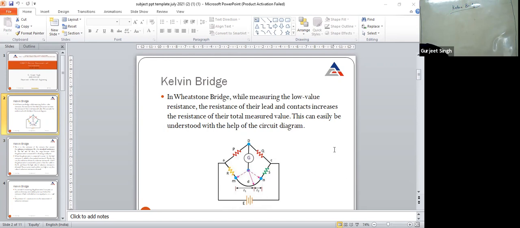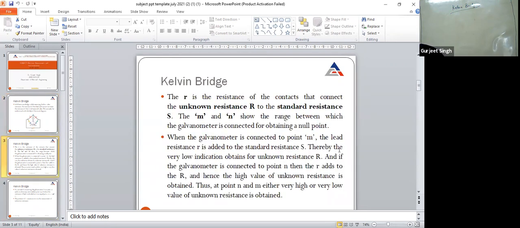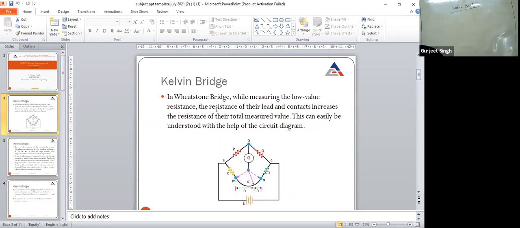Here R is the resistance of the contact that connects the unknown resistance R to the standard resistance S. This R is the resistance of the wire from M to D, and we have a resistance R1. From N to D, we have a resistance R2.